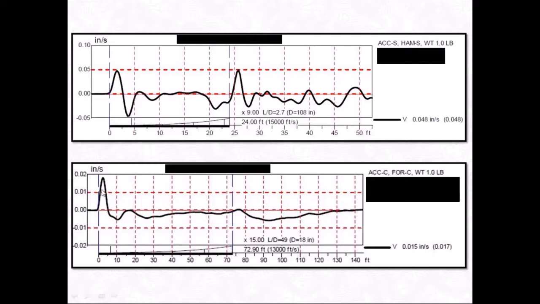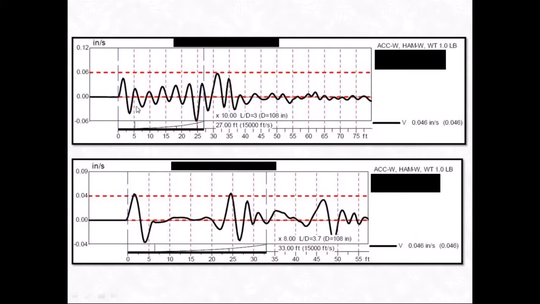Second one down, again, here's the impact force. Things are smooth. And then there's not a lot at the toe where we'd expect to see the toe. That's because, if you look here, the length to diameter ratio is 49. So this pile is longer than what is typically ideal for the test.